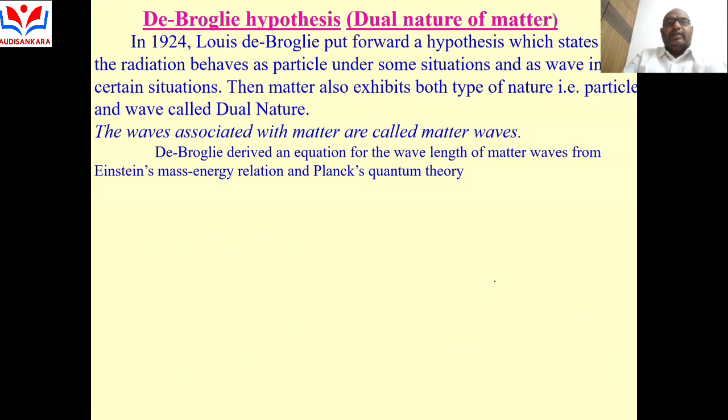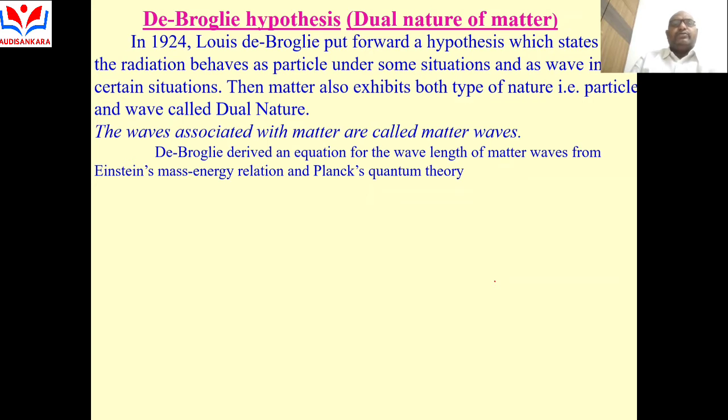So what is de Broglie's hypothesis? In 1924, de Broglie said that light has a dual nature. He put forward a hypothesis which states that radiation behaves as a particle in some situations and as a wave in certain other situations. Then matter also exhibits both types of nature, particle nature and wave nature, which is called dual nature.